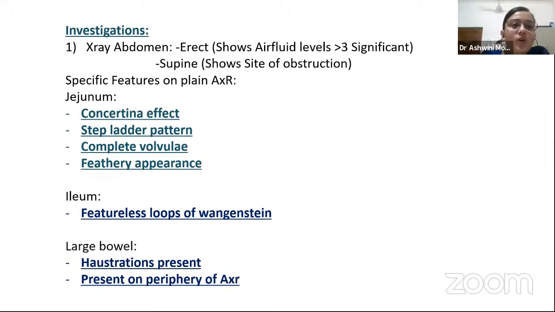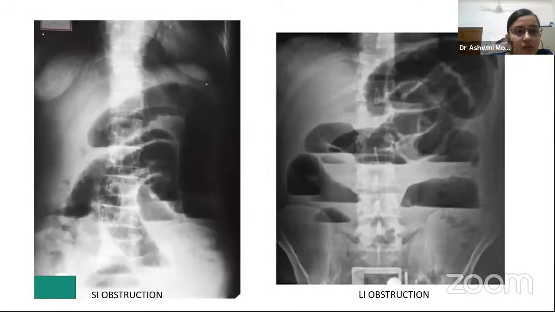So what are the specific features on the AXR? AXR means abdominal standing X-ray. If it is jejunum, then the concertina effect will be seen. A step ladder pattern of air fluid levels will be there. Complete valvulae will be seen, and a feathery appearance will be there. Like here I have shown, this is small bowel obstruction. So there are complete valvulae, a step ladder pattern, and a concertina effect, right?